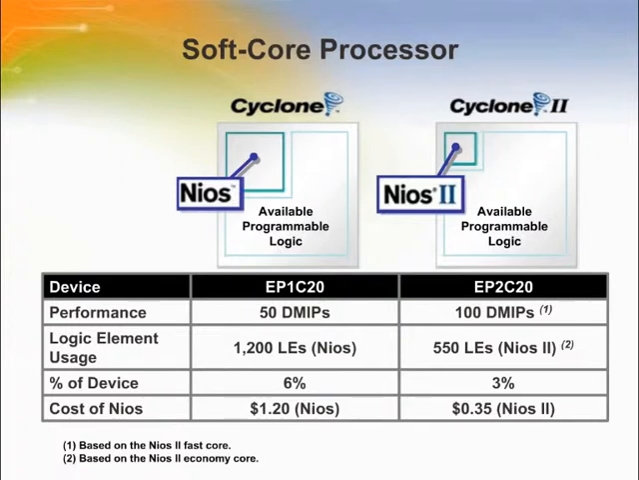Nios and Nios II are the soft processor IP solutions from Altera for embedded applications. The table demonstrates the resource utilization, or logic element usage summary, for Nios and Nios II embedded processors with Cyclone II FPGAs. The Nios II processor has the advantage of better performance with less silicon utilization and comparatively low cost.